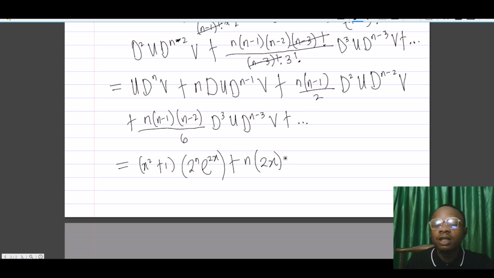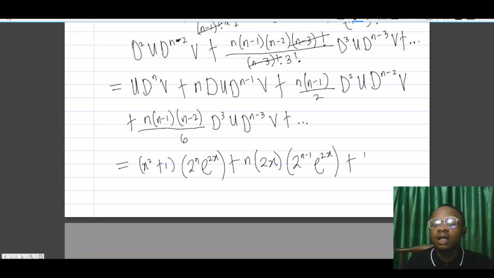That was 2x. Then the n minus 1 b. We just replace n in this situation with n minus 1. So the difference between the n and the n minus 1 is that we are replacing n by n minus 1. So this will be 2 to the power of n minus 1, then multiply by e to the power of 2x. Okay, that's what we get for this situation.